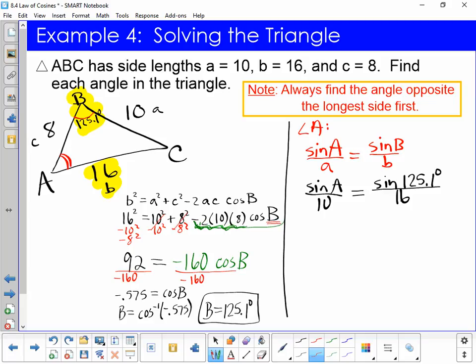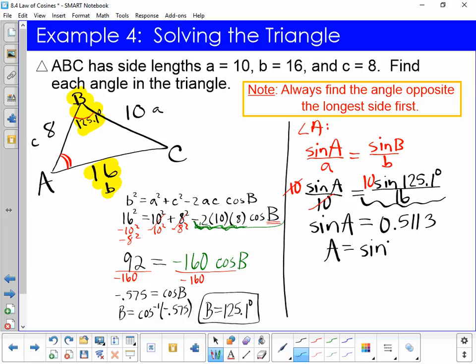Solving for A means I'm going to multiply both sides of my equation by 10. And I get that the sine of A is equal to, I can calculate this number in my calculator real quick. 10 times the sine of 125.1, all divided by 16, gives me 0.5113. So to find angle A, I would do the inverse sine of that number.